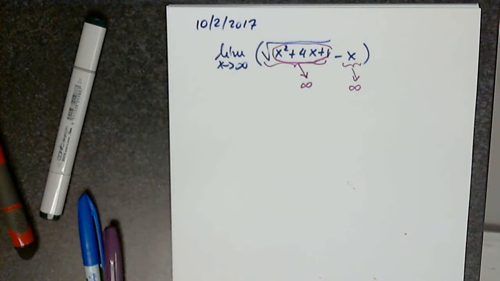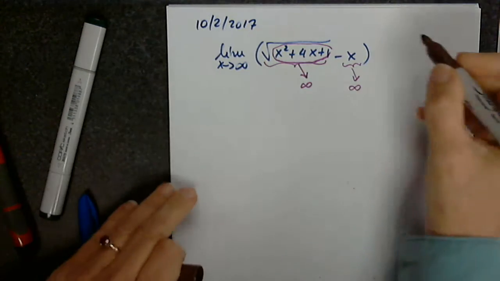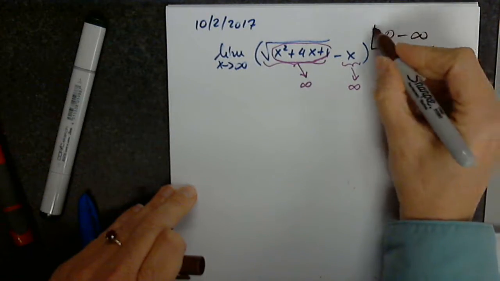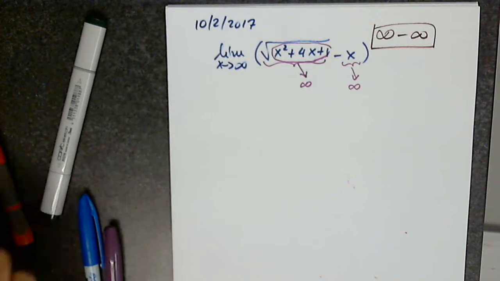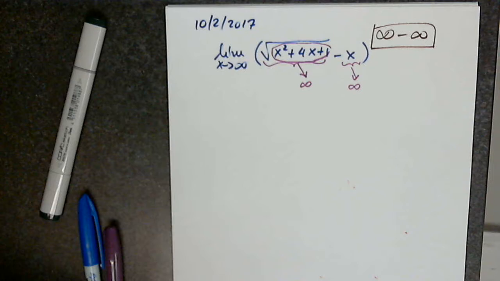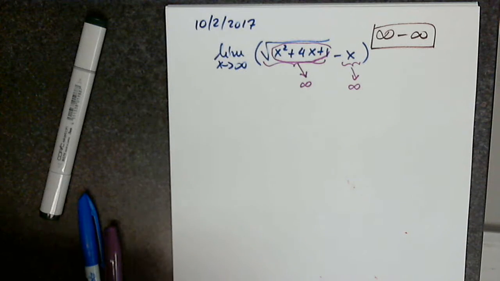Excellent. It's an indeterminate case. Very good. So it's infinity minus infinity. Nobody knows what this is. Good. It's an indeterminate case. How do we approach this then?